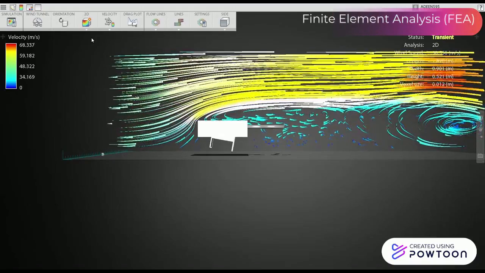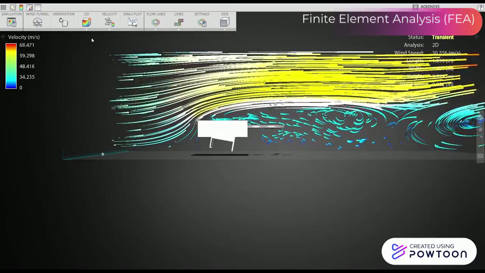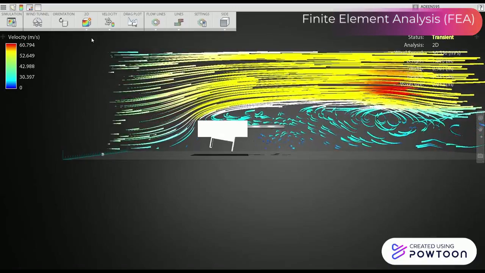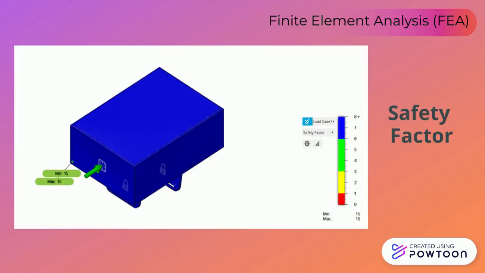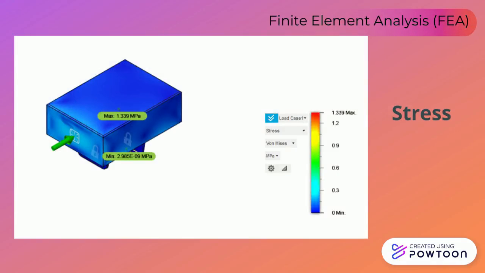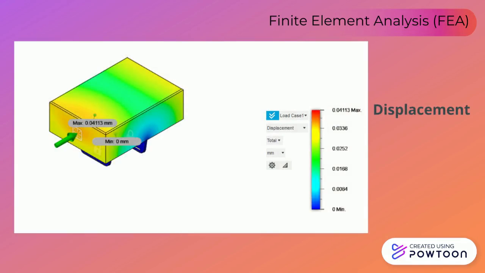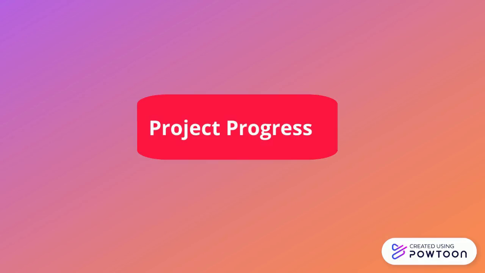The result of the airflow design is used in the simulation in Fusion 360 to get the safety factor, stress, etc. Lastly, this is my progress for this project.